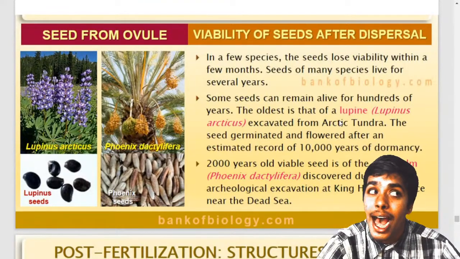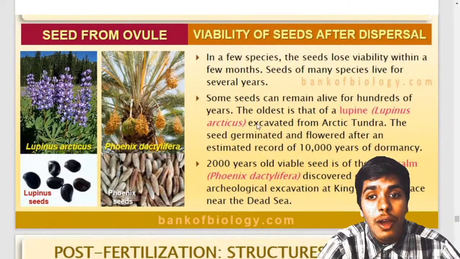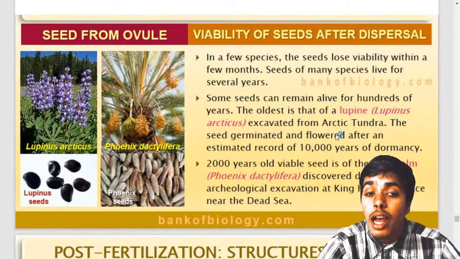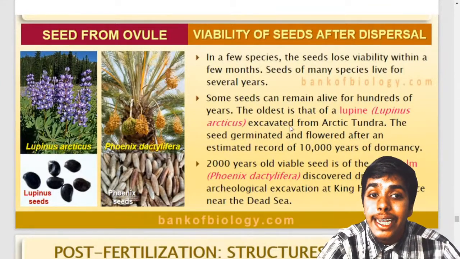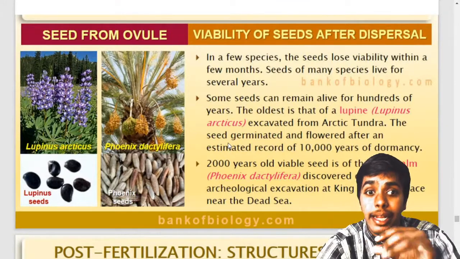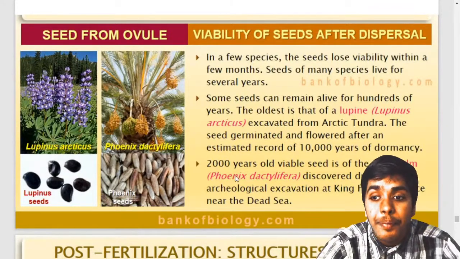Excavated from the Arctic tundra. The seed of Lupinus arcticus germinated and flowered after an estimated record of 10,000 years of dormancy. That means the seed germinated after 10,000 years of dormancy. It germinated and flowered.